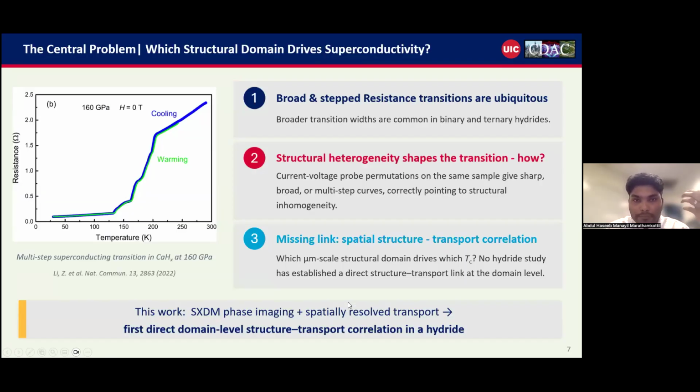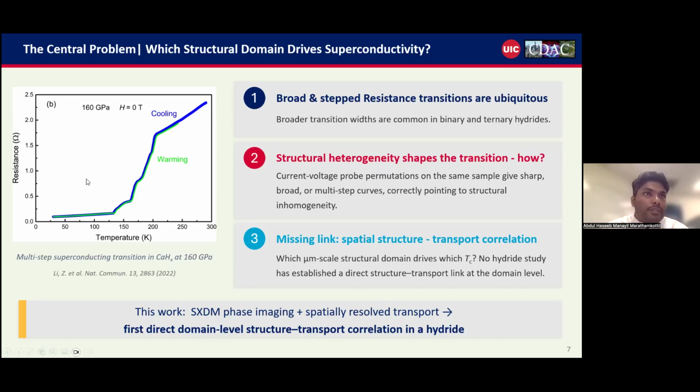So, since we have established why hydrates are promising and why the ternary strategy makes sense, let me set the stage for the first project by framing the central problem. The question we address is, how do microscopic structural domains govern macroscopic superconducting behavior? And for the first time in any hydrate, we have a direct spatial answer. But first, why is this question so hard to answer with conventional measurements?